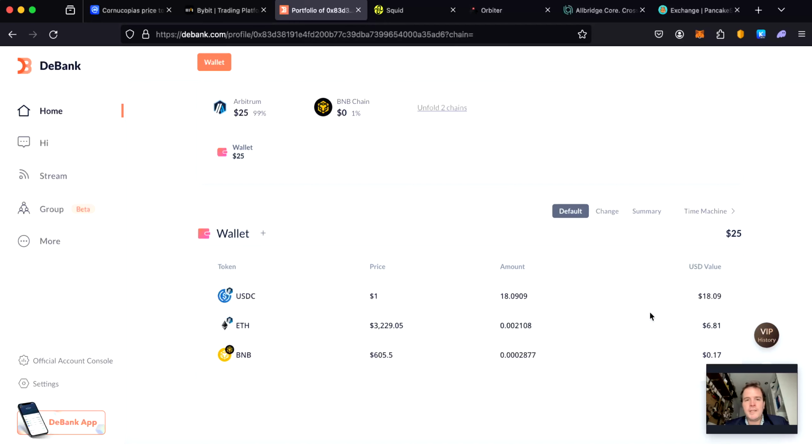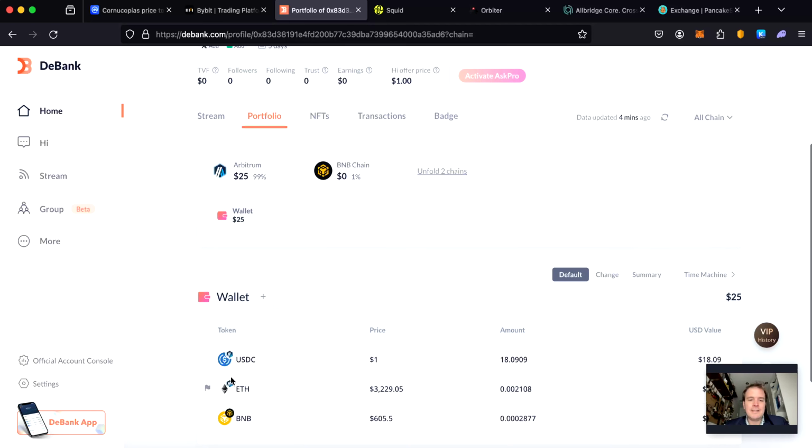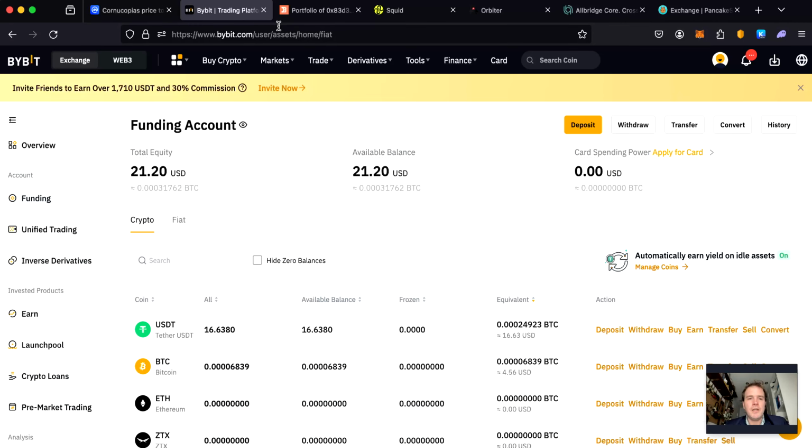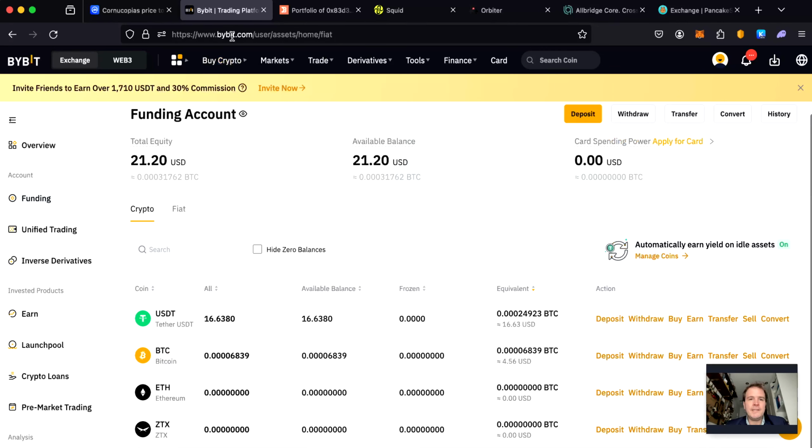Okay, so what I need to do is I know that my assets that I can buy my token with are on Arbitrum, but the token that I want to buy is on the Binance Smart Chain because that's what I've decided to buy it on. So we're going to go the easy route first. The easy route involves using a centralized exchange. So the easy route, the safe route, is using a centralized exchange.